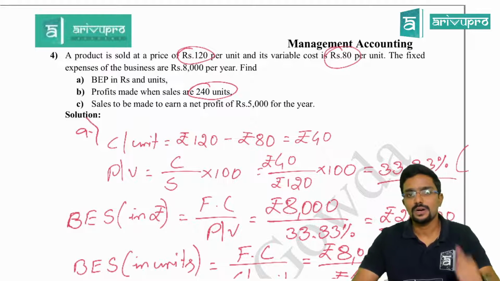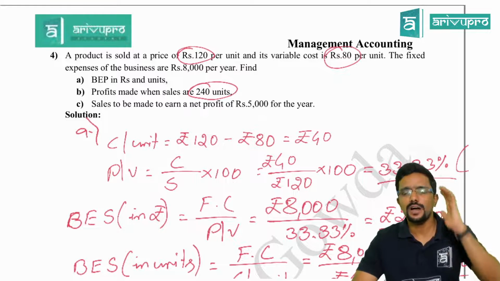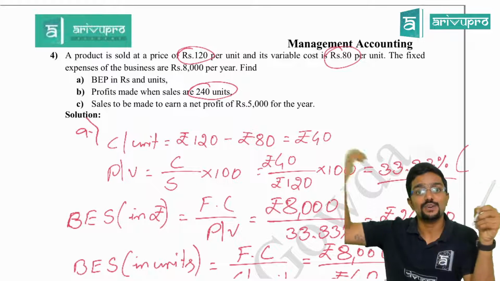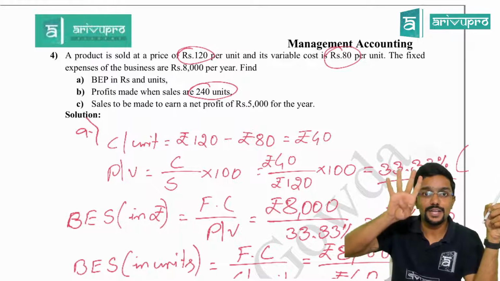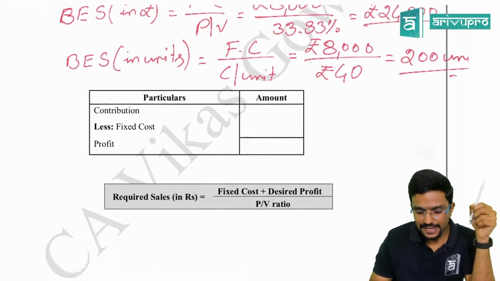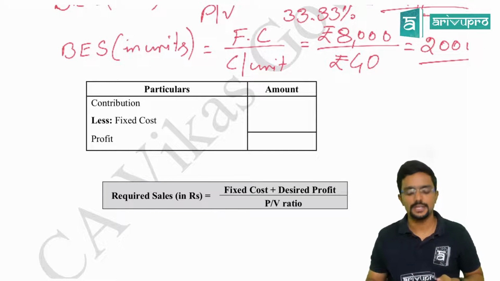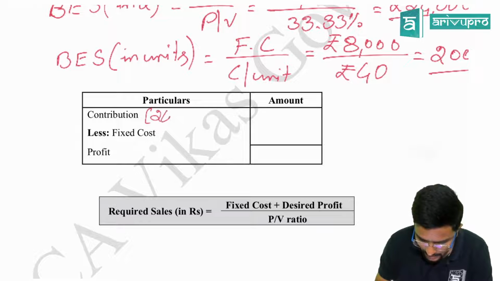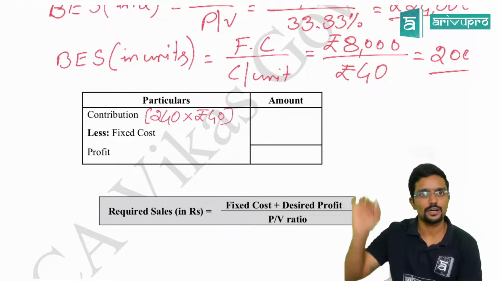They're asking what is the amount of profit the company will make if the sales are 240 units. Logically, the company is making profit, right? Yes. Why? Because sales is more than 200. So for that 40 units, obviously the company will be making profit. In a simple way, I can calculate like this. 240 units I am selling, and for each unit, I know contribution is 40 rupees, which I have already computed.